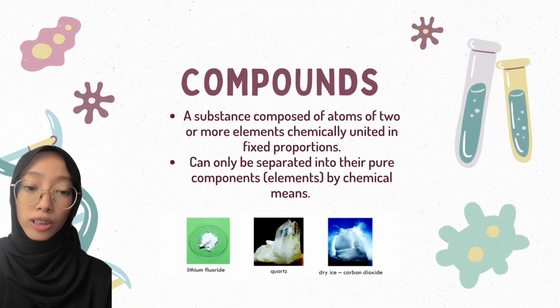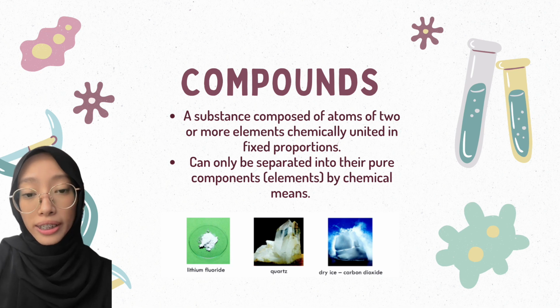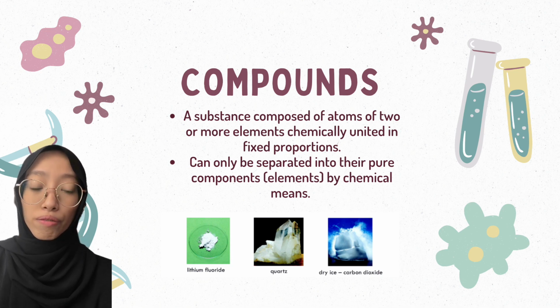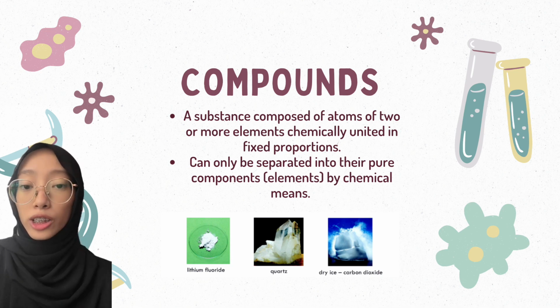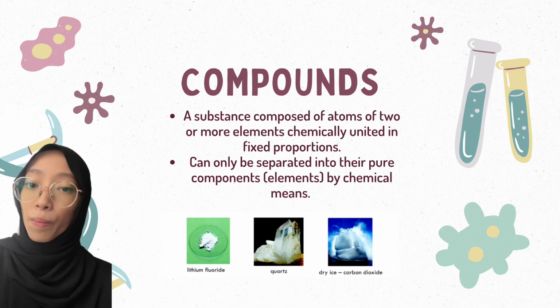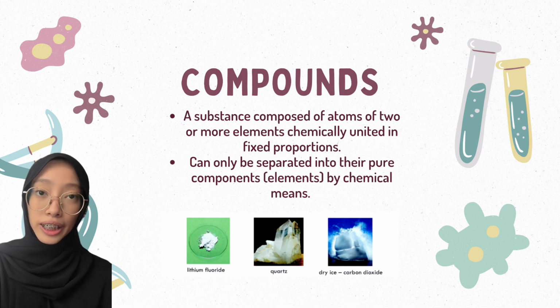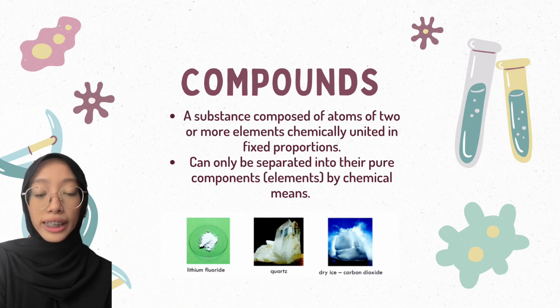A compound is a substance composed of atoms of two or more elements chemically united in fixed proportion, or a substance made from two or more different elements that have been chemically joined. For example, NaCl, which is sodium and chloride, is joined to form a compound. Compounds can only be separated into their pure components by chemical means. Chemical means is a separation process that separates a compound by distillation, crystallization, or oxidation.